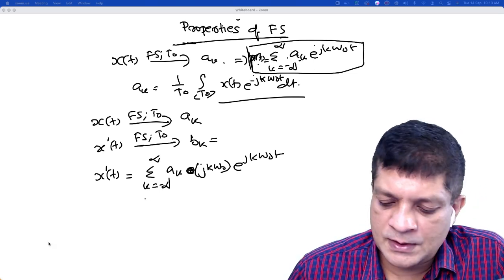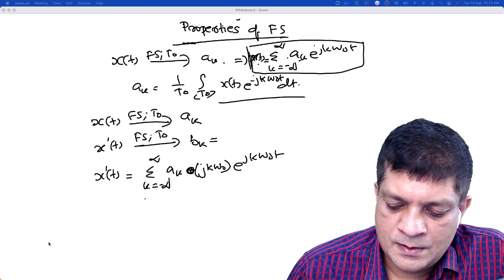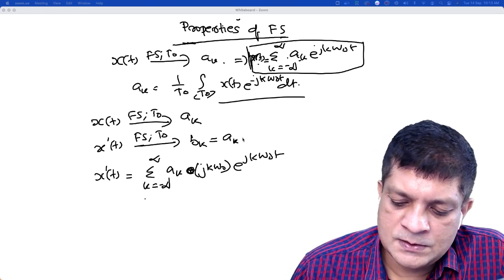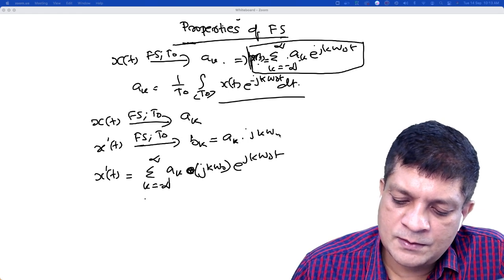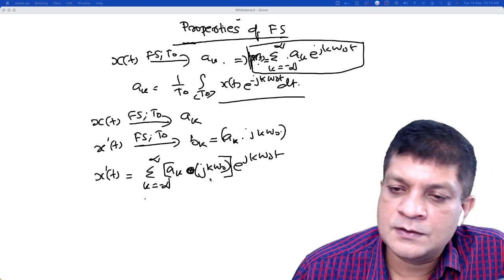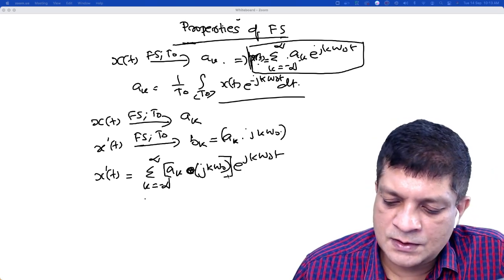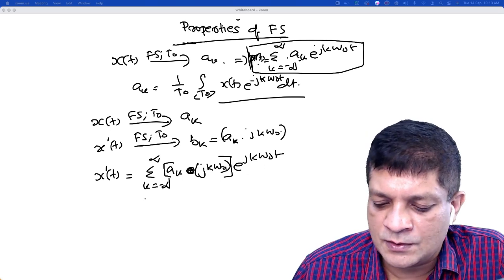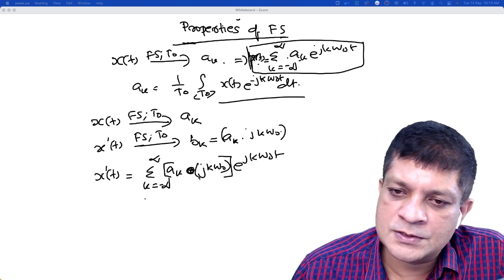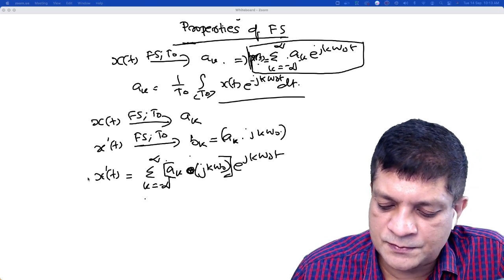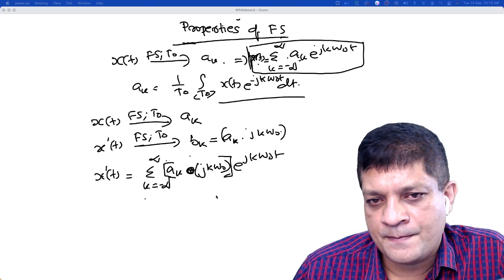Now tell me what is bk? It is a_k into j k omega naught, isn't it? Because this is the summation, this x dash t in terms of the complex exponential. So comparing with the Fourier series synthesis equation, you can find that these are the Fourier series coefficients of the signal x dash t.